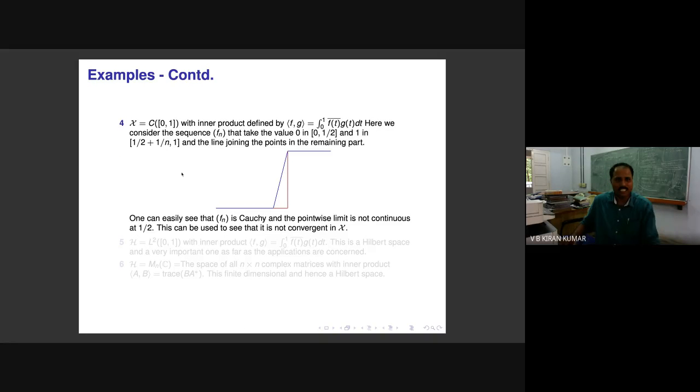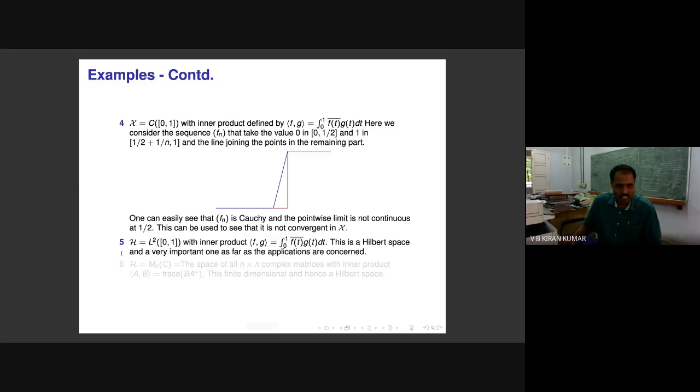Now this one, X equal to C[0,1], you can see that it is not complete. You can consider this sequence, for example. Suppose this point is 1 by 2. Use the sequence Fn, which is 0 till 1 by 2, and then from 1 by 2 to 1 by 2 plus 1 by n it is this line, and after that it is 1. So you can see that Fn is a Cauchy sequence, and the pointwise limit will exist, and that will not be continuous at the point 1 by 2. And later you can prove that it will not have any limit in C[0,1]. But remember, it is not the pointwise limit, but something else.